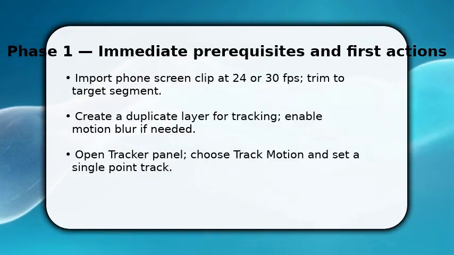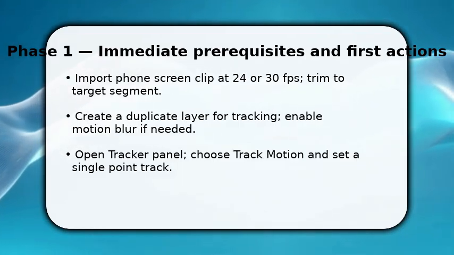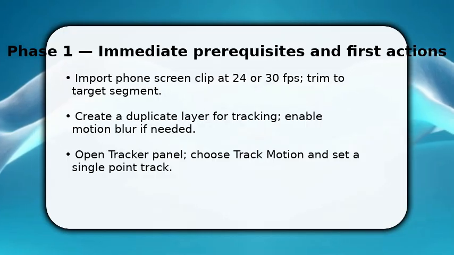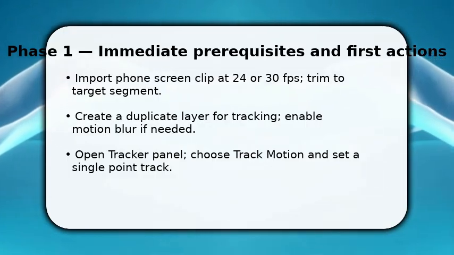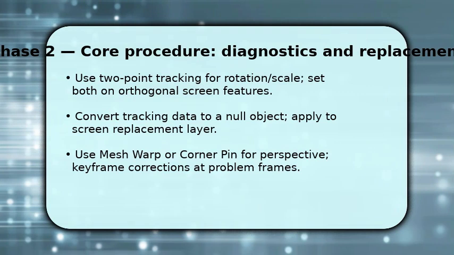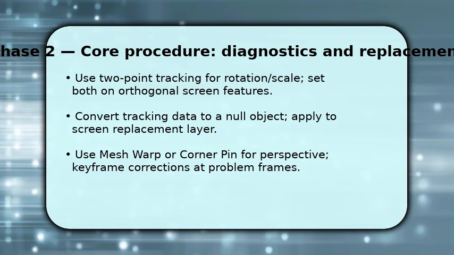Make sure to watch the track frame by frame. If it slips, stop and adjust the feature or refine the search box size before continuing. This prevents drift later. Once the initial track is solid, add a second point to capture rotation and scale.